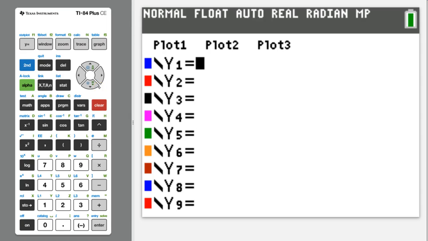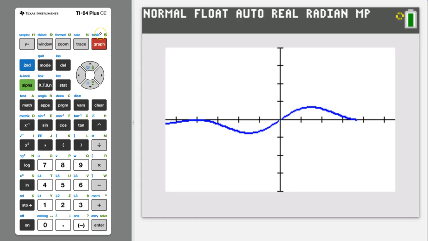Okay, for the other one, it was 1 minus cosine theta, so I'm going to put that in parentheses, 1 minus cosine x, close those, and then close the whole parentheses around the numerator, divided by theta, so divided by x. I'll go ahead and I'll use the trig window again. Here's what this one looks like.